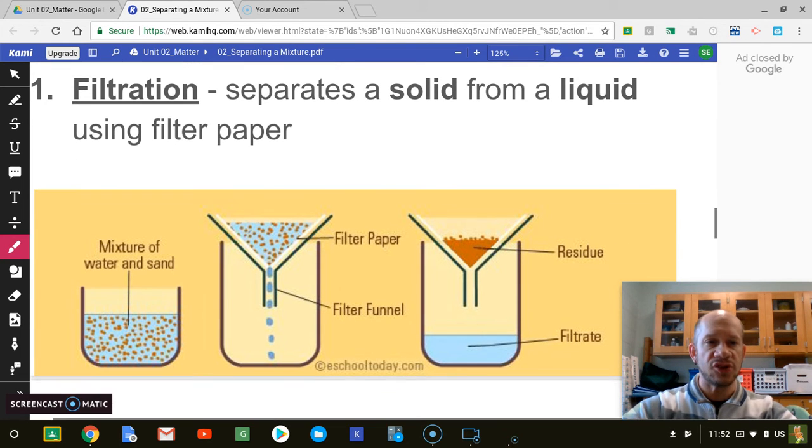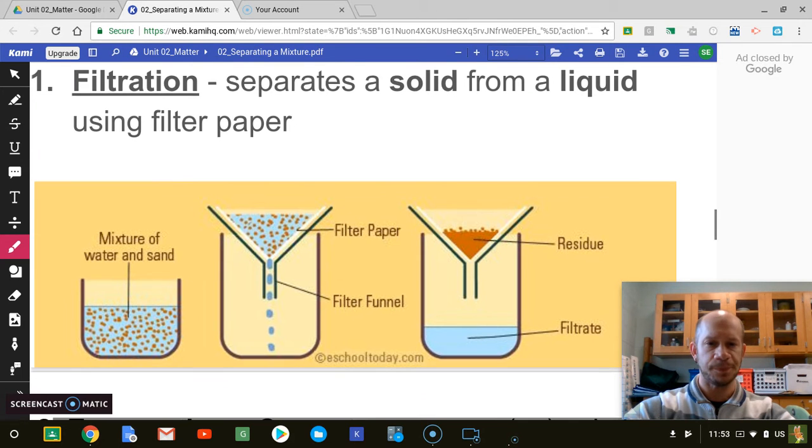So if I have a mixture of water and sand, where the sand does not dissolve in the water, so it's still solid, what I can do is take that mixture and pour it into a funnel that has filter paper. The water will pour through, which is what we call our filtrate, and the residue, the solid sand, will stay on the filter paper.